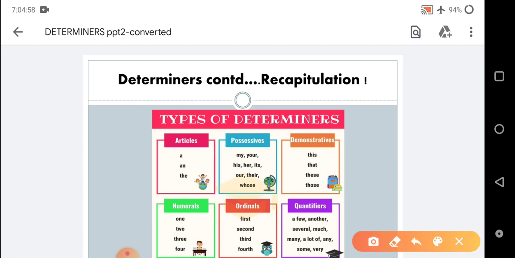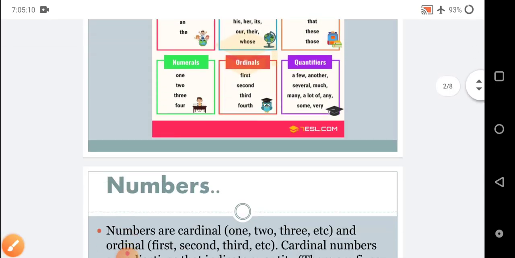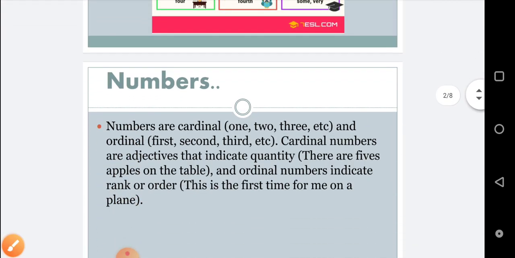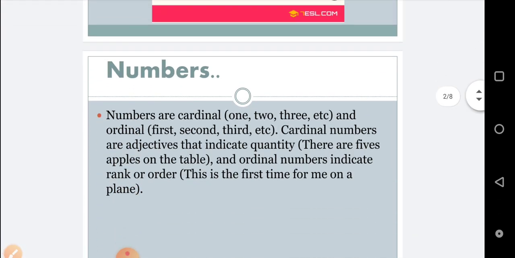In today's class, we will resume determiners by discussing at length possessives, numerals, ordinals, and distributives. So let's move on. First of all, we discuss the numbers.